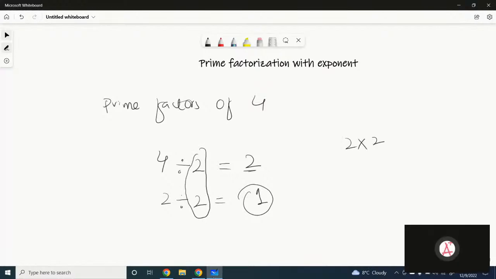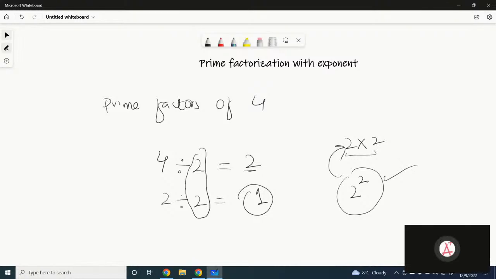So you divided 4 twice by the number 2. It would be 2 times 2. Got it? So basically the prime factors of 4 are 2 times 2, and you can write it as 2 exponent 2. So 2 exponent 2 and 2 times 2 are exactly the same. 2 exponent 2 means you have to multiply 2 two times. This is the exponent form. Got it, everyone?